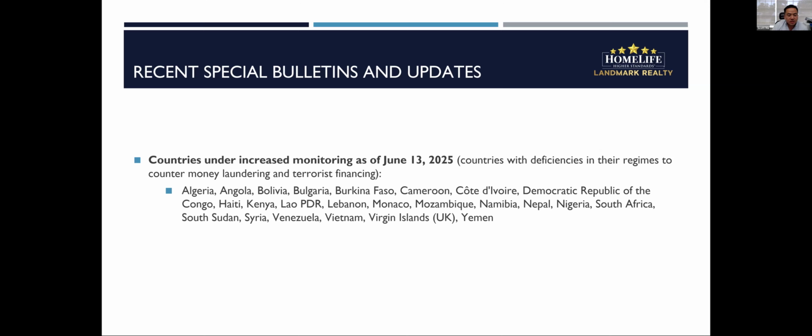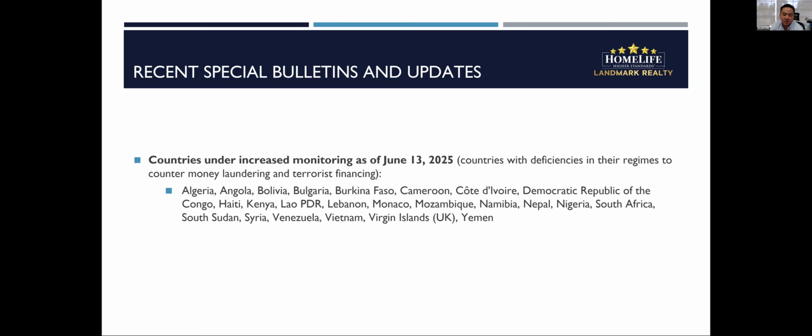And then there's also a list of countries that are under increased monitoring as of June 2025. These are countries that basically don't have a proper Fintrac regime. Either they don't care, or they haven't updated their compliance regime to comply with the global standard. So Algeria, Angola, Bolivia, Bulgaria. I won't name all these countries, but even Vietnam is a country under increased monitoring. South Africa, Venezuela. So you just have to be careful.